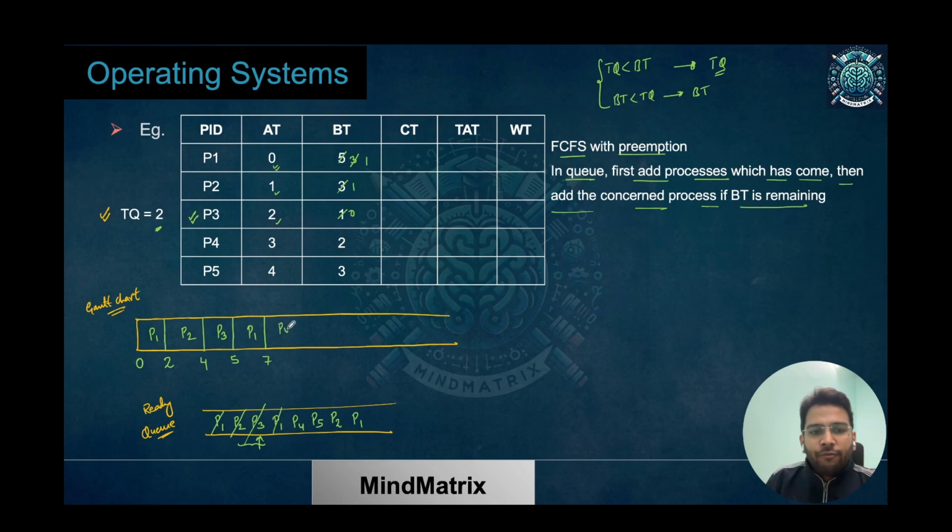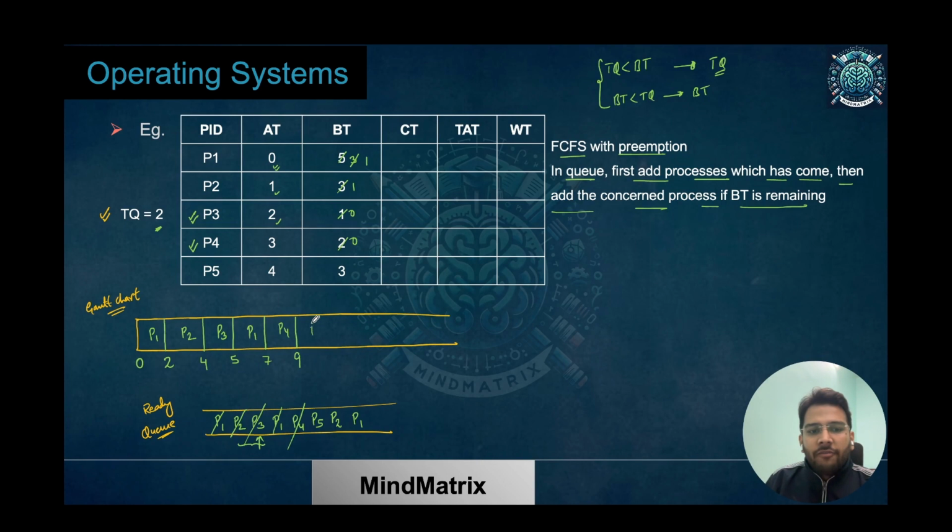Now it's turn for P4, so we can schedule it. P4, time quantum is 2, burst time is 2, so we can schedule it for 2 units of time. 7 plus 2, it is going to be 9. We can make it 0. P4 has completed its execution. We can remove it from the queue.